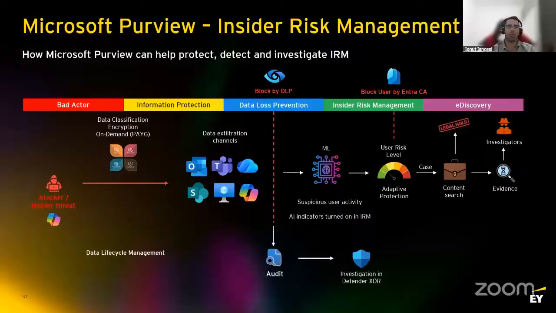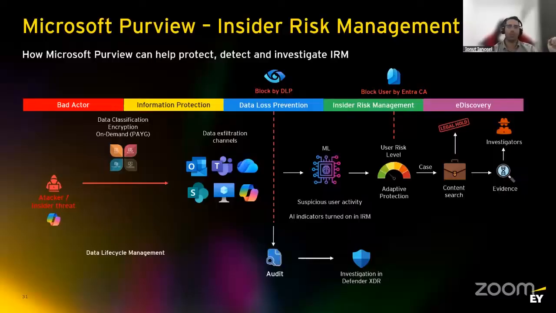So in step one, we have information protection in place, and Purview will automatically classify and label sensitive files like client contracts, as you've previously seen, financial data or HR data using Microsoft Information Protection. Encryption and access restrictions will be applied instantly, and even if the files are moved to OneDrive or Teams, the protection will stay on them.